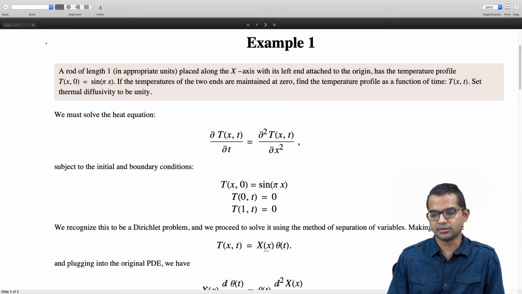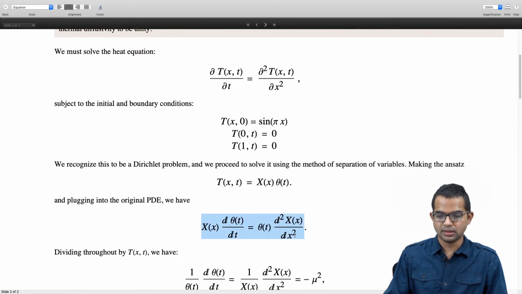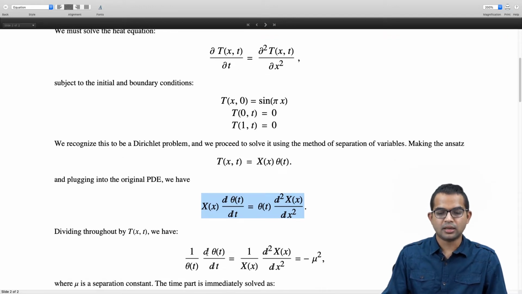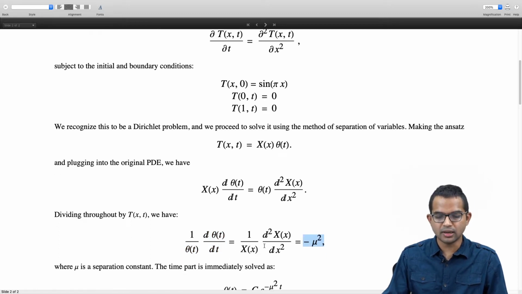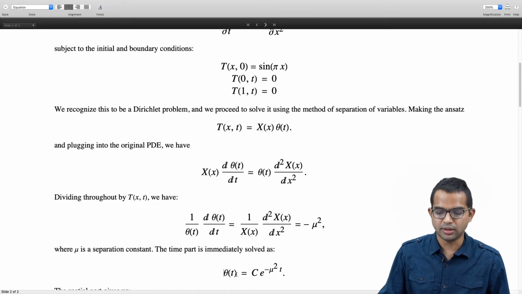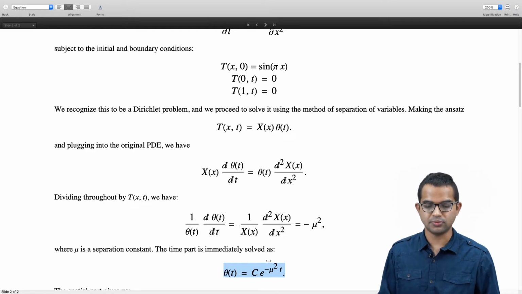You write T as X(x) times theta(t), then plug it into the PDE. We have this differential equation, divide throughout by T, so you get 1/theta times d theta/dt is equal to 1/X times d²X/dx², and both sides must necessarily be a constant, which is convenient to put as minus mu squared. In these kinds of problems typically the temperature is going to decay as a function of time, so it is appropriate to choose minus mu squared, and so the time part is immediately solved and you get theta(t) equal to C times e to the minus mu squared t. All of these are standard steps we have seen.